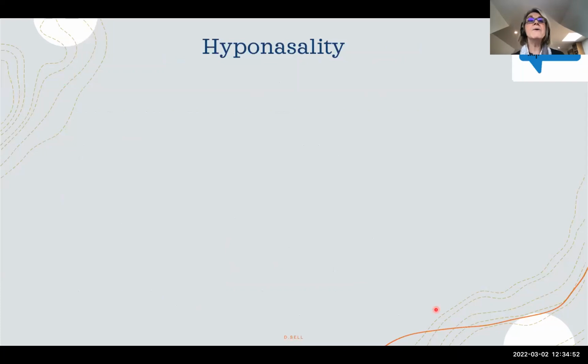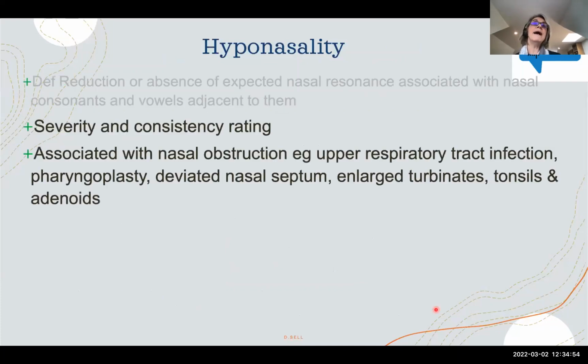Let's think about hyponasality, and just focusing here on its association with a nasal obstruction. So the case history is important here. Do they have a cold? Have they had a pharyngoplasty? They are more likely to be hyponasal. In bilateral cleft lip and palate and unilateral cleft lip and palate, deviated nasal septum and enlarged turbinates are common. That may be a contributor. And of course, enlarged tonsils and adenoids.